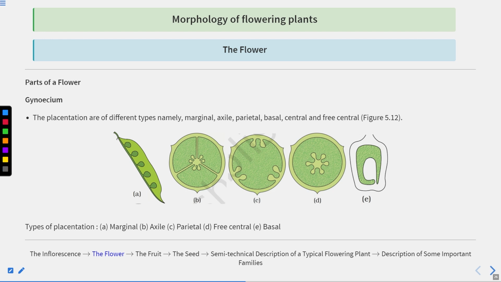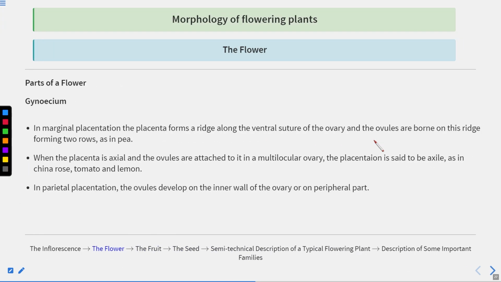The placentation is of different types, namely marginal, axial, parietal, basal, central, and free central. Okay. So there are so many different types of placentation we can see. Let us see one by one. In marginal placentation, the placenta forms a ridge along the ventral suture of the ovary and the ovules are borne on the ridges. So here you can see, they are arranged on the margins. They are attached on the margins. So these are the ovules that change into seeds and this is the ovary. So they are arranged at the margin of the ovary.